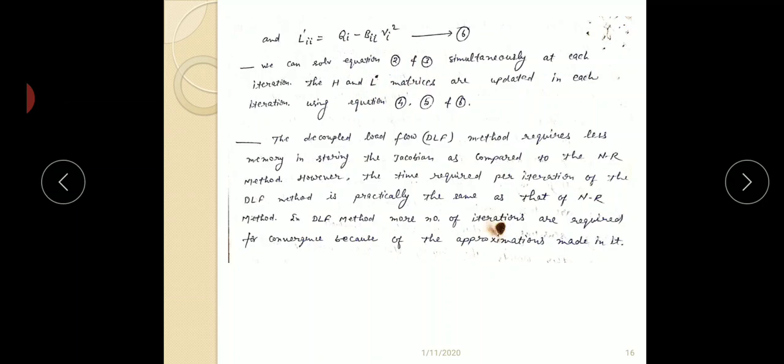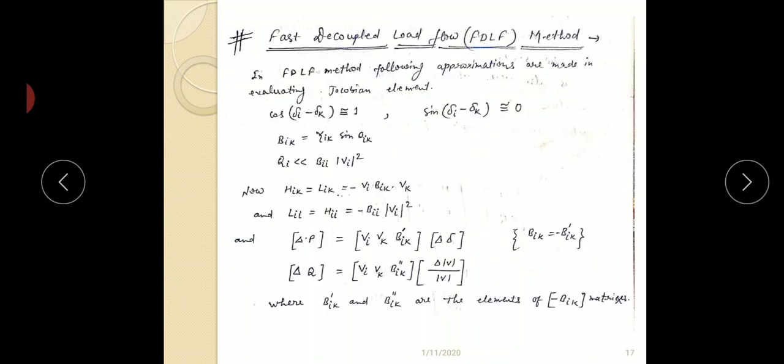Okay, so decoupled load flow method requires less memory in storing the Jacobian as compared to the NR method, right? So this is the main point. However, the time required per iteration of the DLF method is practically the same as that of NR method. In DLF method, more iterations are required for convergence because of the approximations made in it. Okay, so more iterations are required for convergence in DLF method.